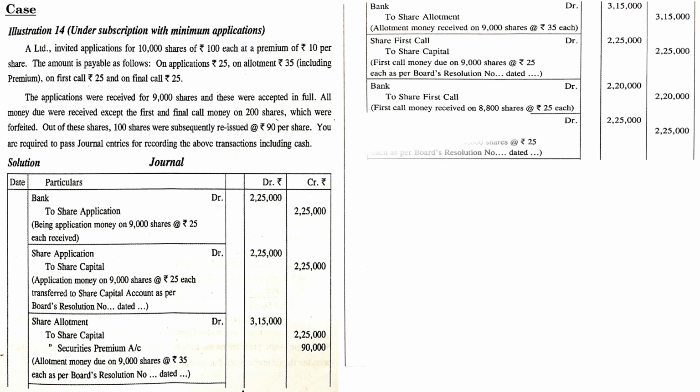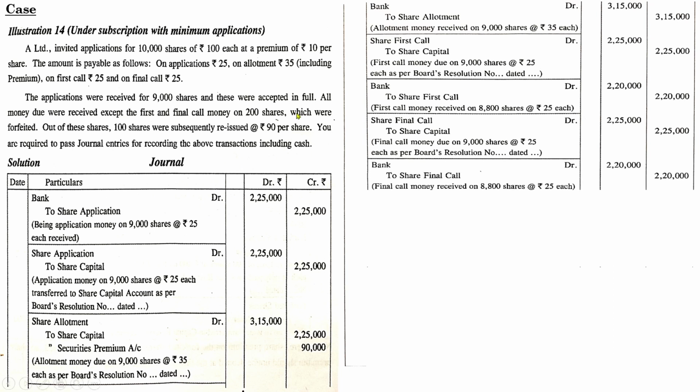Next is the journal entry for the final call. Here also the final call amount is 25, total number of shares is 9,000. So the amount of final call is also 2,25,000. Entry is share final call account up to share capital 2,25,000. And here also you have to consider the adjustment that shareholders holding 200 shares. The company didn't receive any receipt on those particular 200 shares. So you have to deduct that amount also.